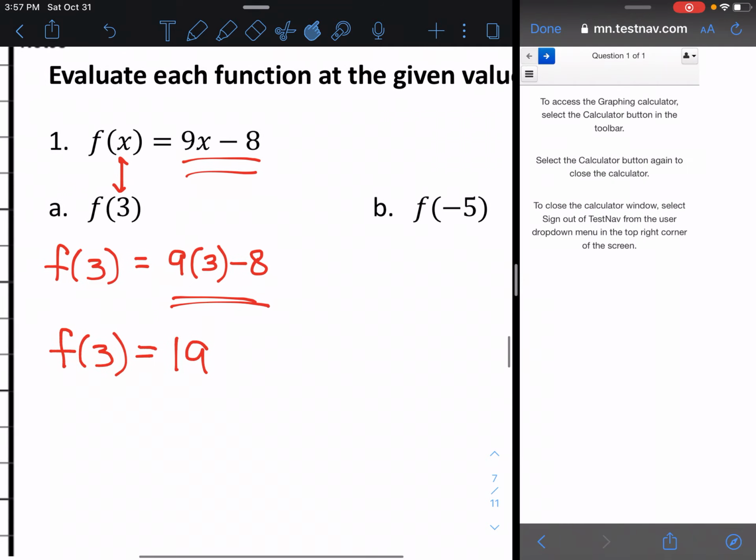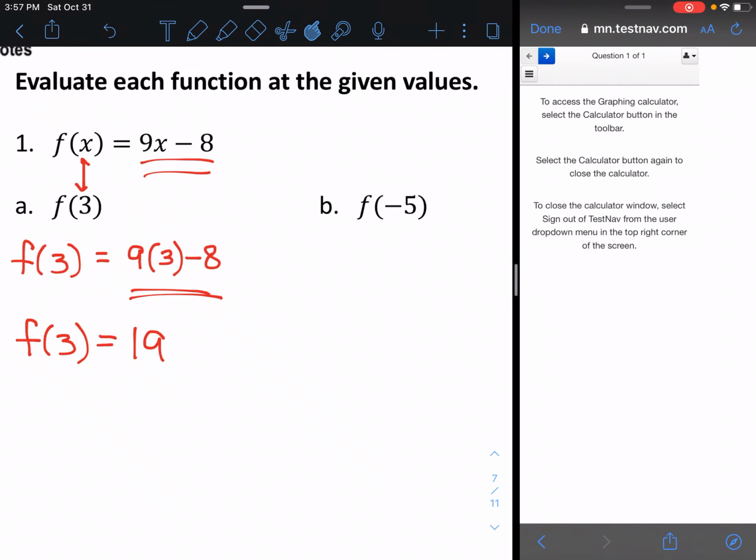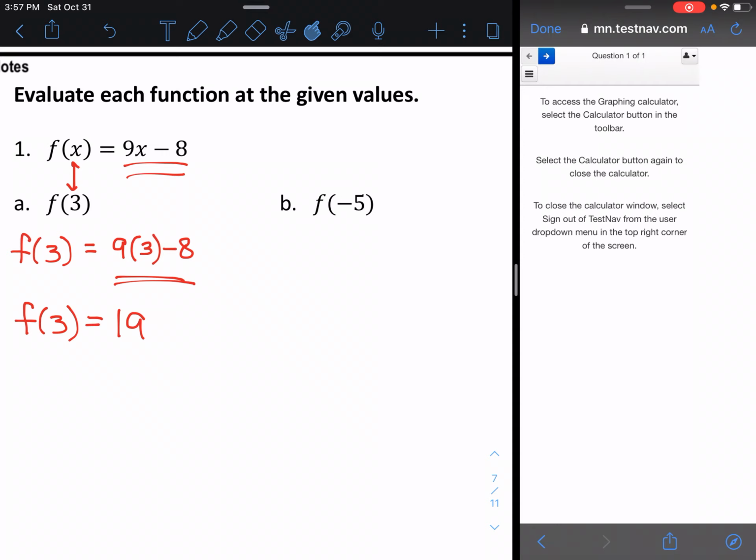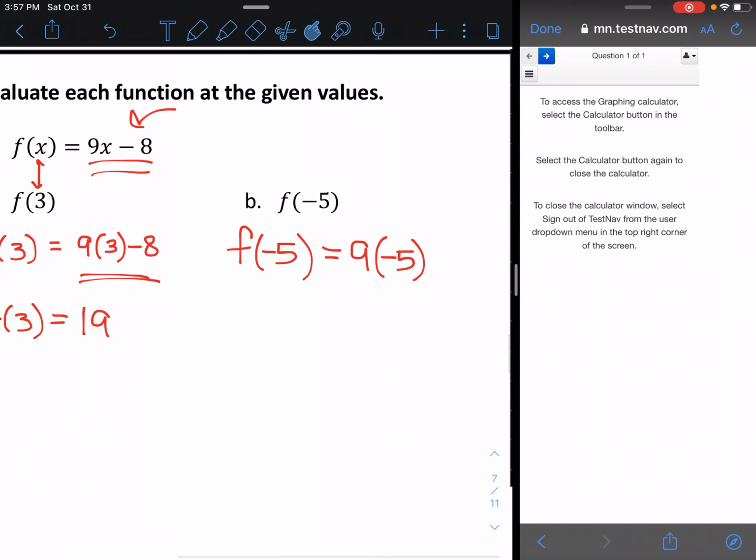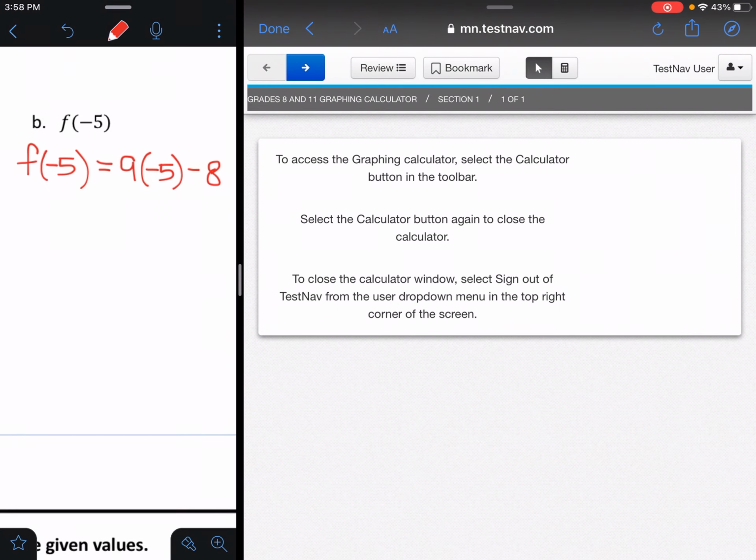All right. So now over here, this says f of -5. So now I'm going to take that same function right here, and I'm going to replace x with -5 this time. So I'm going to write f of -5 equals 9 times, in parentheses, -5, minus 8. Okay, so now I'm going to do that on my calculator.